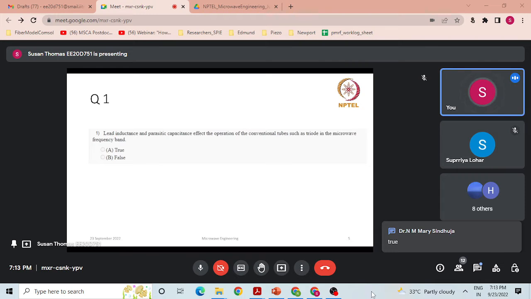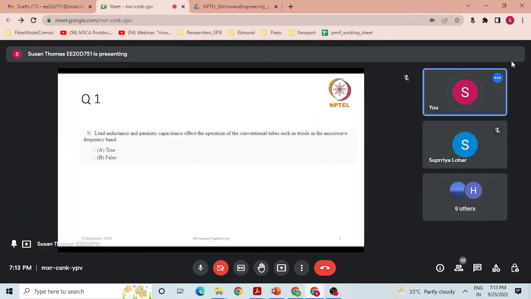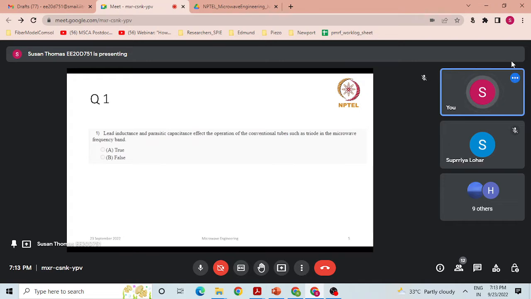Yes, as I am seeing some responses, it is a true statement. Lead inductance and parasitic capacitance are nothing but the inter-electrode capacitance that is going to affect the operation of conventional tubes at microwave frequency. So this is a true statement. Let us go to the next question.